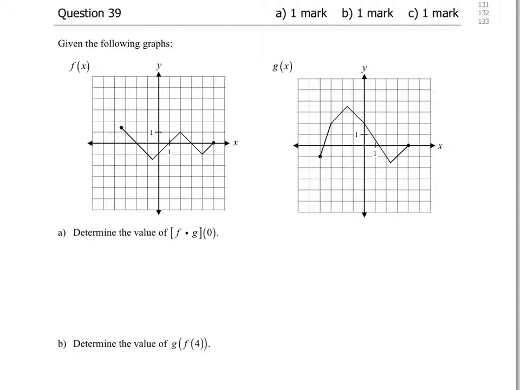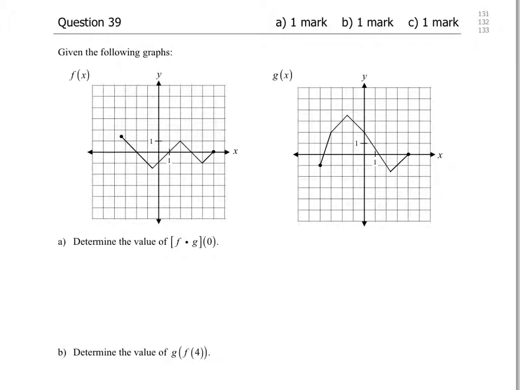Question 39. Given the following graphs of f of x and g of x, in question A, we're going to determine the value of f dot g of 0. Where this is a solid circle, it just means multiplication. So this expression is equivalent to f of 0 times g of 0. So we're looking for the y values at 0 on both of our graphs.